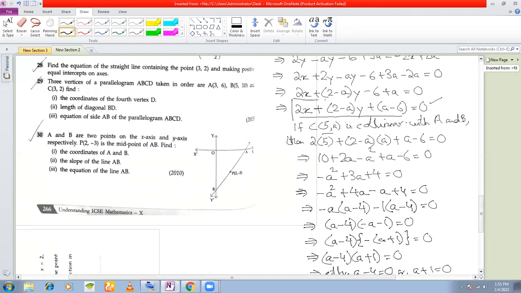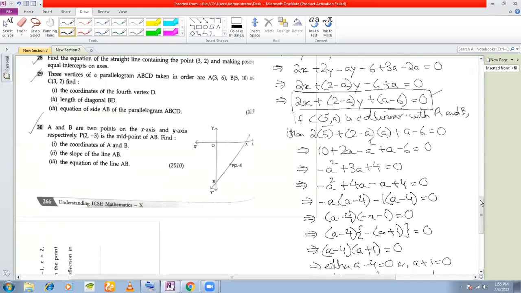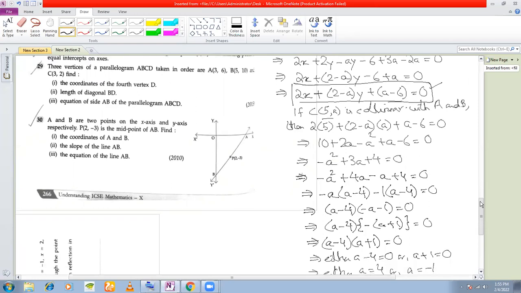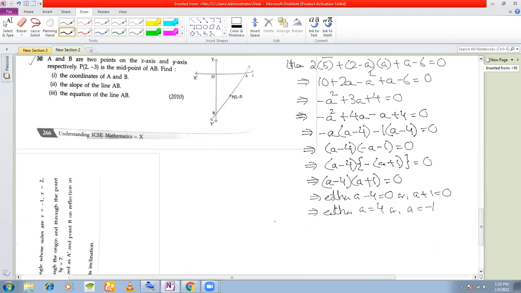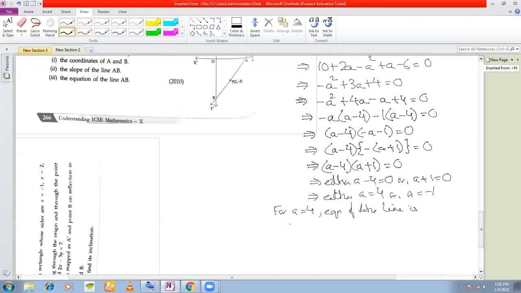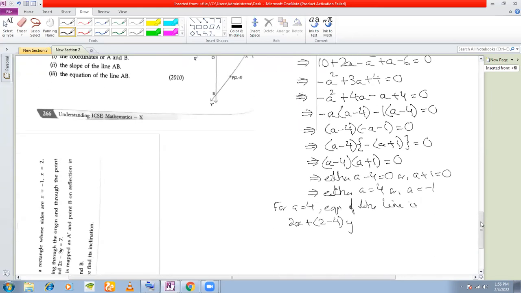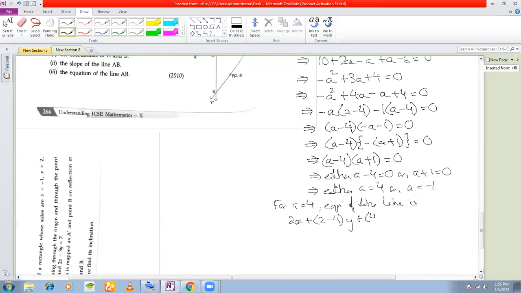Put the value of a in this. You'll get the equation of the line such that a, b, c are collinear. So for a is equal to 4, the equation of the line is: put it here, 2x plus (2 minus a)y, 2 minus a is minus 2, and you have plus a minus 6, 4 minus 6, is equal to 0.